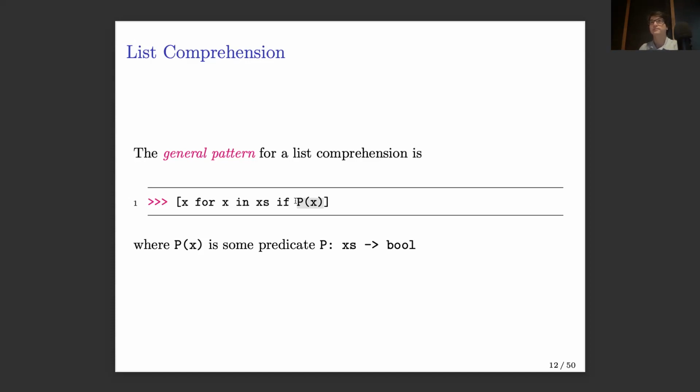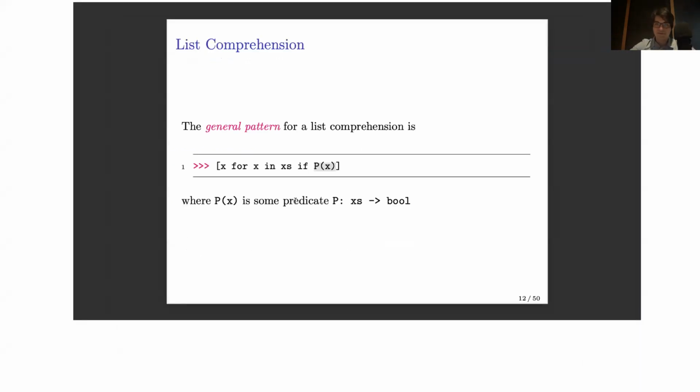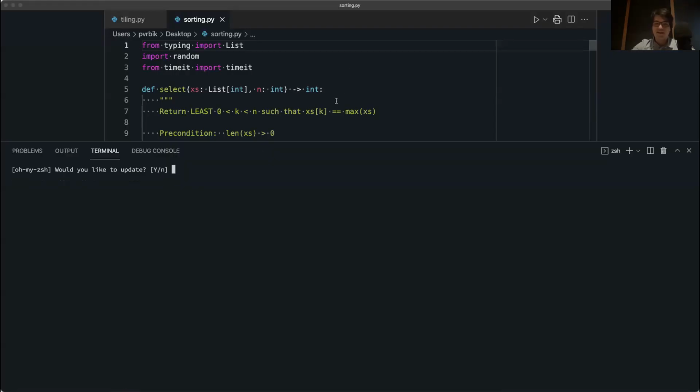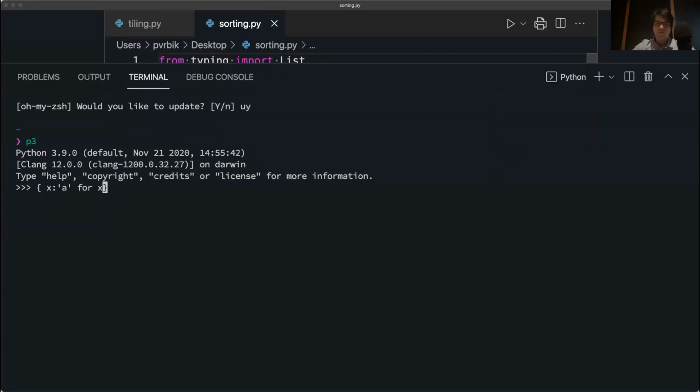Yes, sir? Yes. So let me go here. Let me check. I'm pretty sure you can do a dictionary comprehension. Can I say x goes to a for x in range 2? Yeah. So you can do dictionary comprehensions.